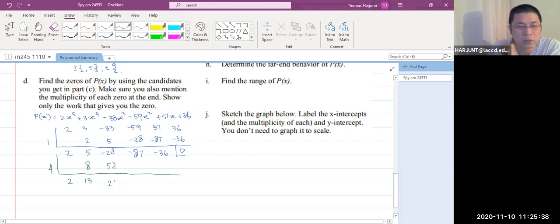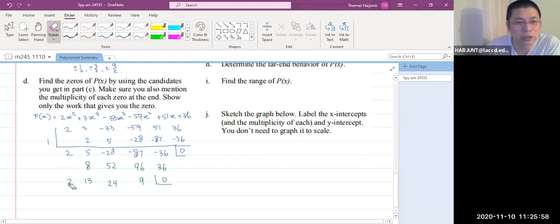This is 24. This is 96. This is 9. Hey, it works. Oh, surprise. Hey, it works. Okay, then 4 is a 0. Let me change that to blue because the green one only scratch word.